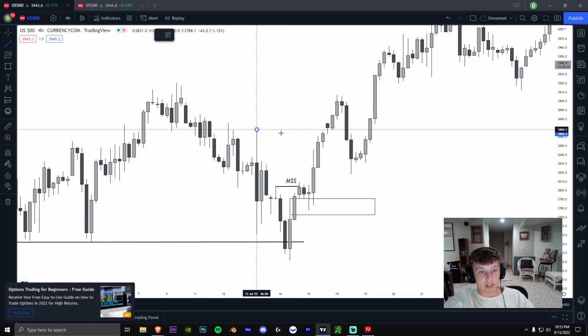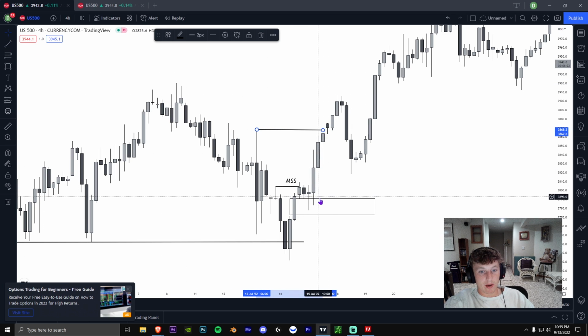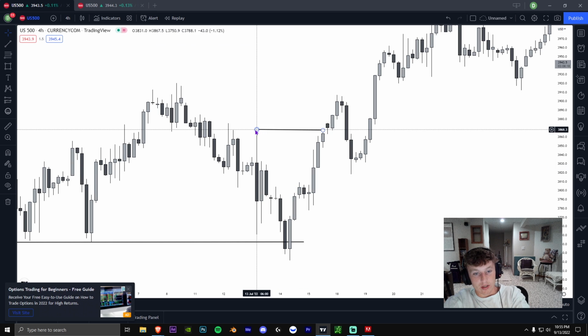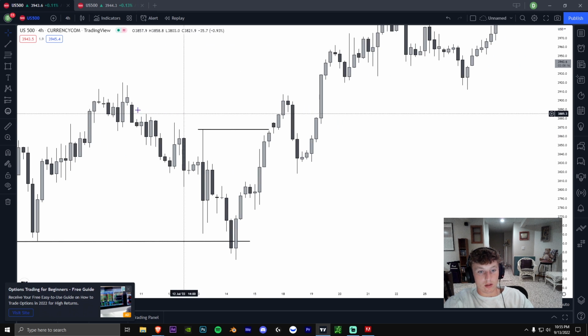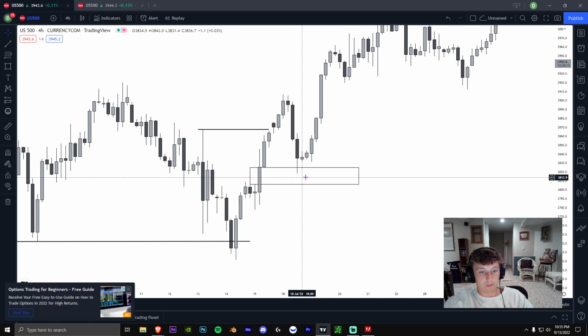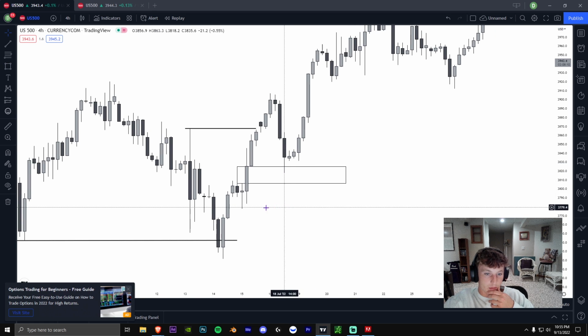So again, we still see the same setup. When we break over this low, as you guys can see, that'd be the market structure shift, and look where we retrace: fair value gap, okay? So this would be your entry.